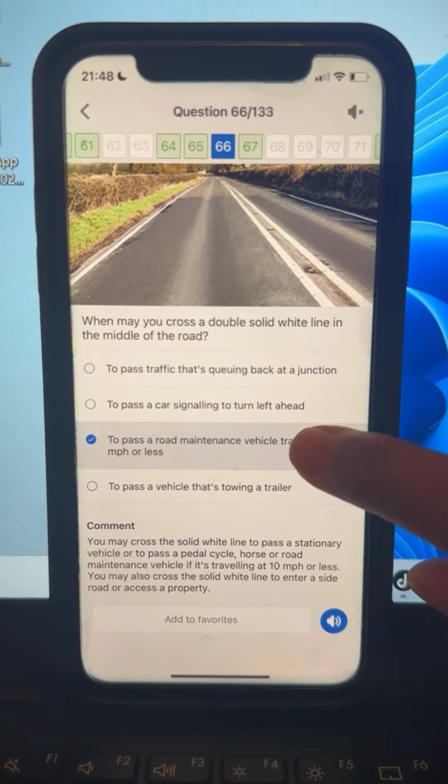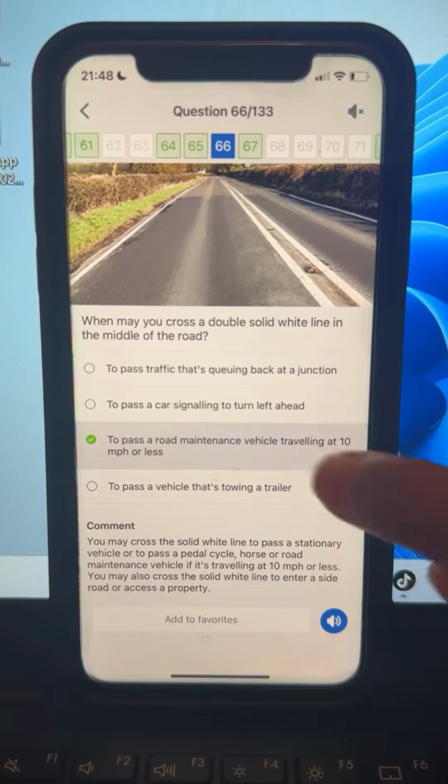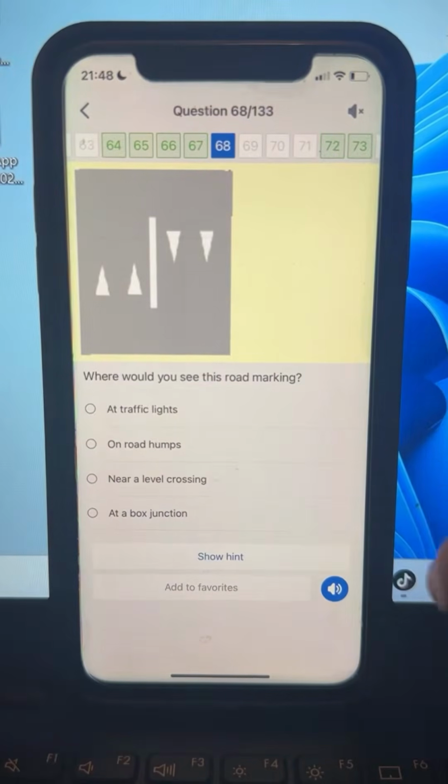10 miles per hour is too slow to stay behind. When it's safe to do so, you can cross that line and pass it. It should be a road maintenance vehicle. Good. Now, where will you see these road markings?